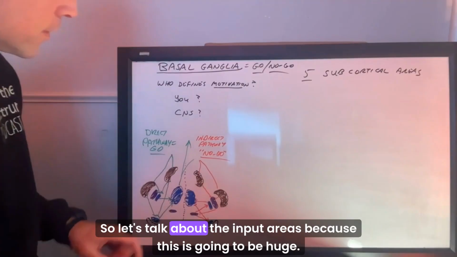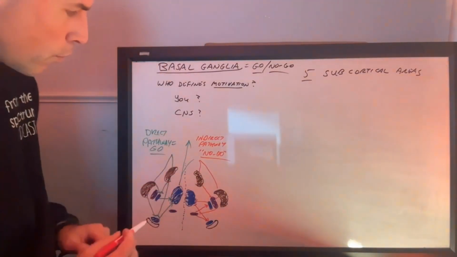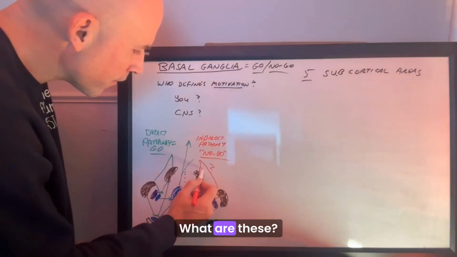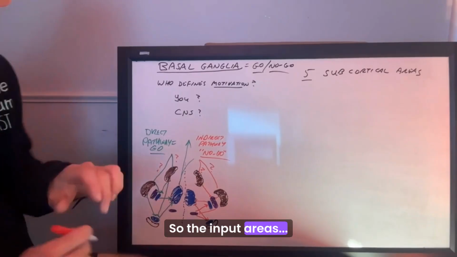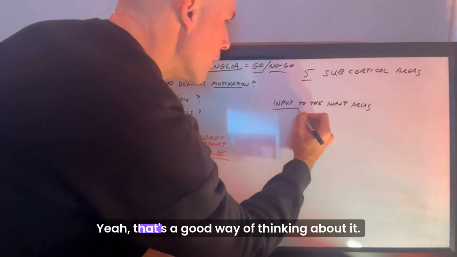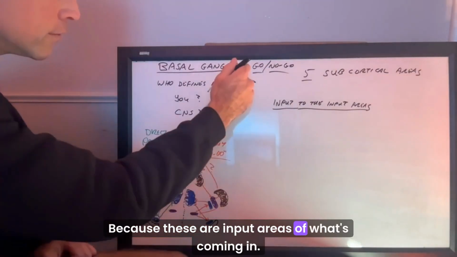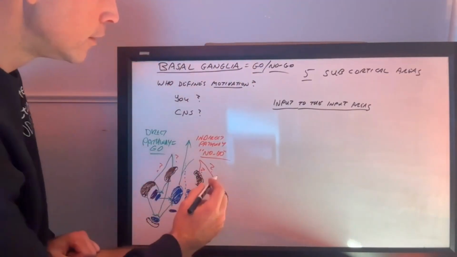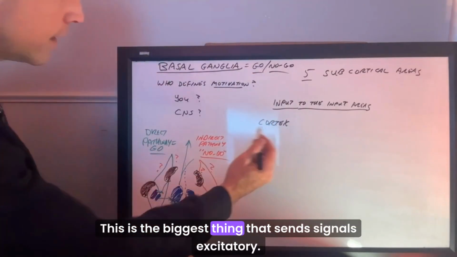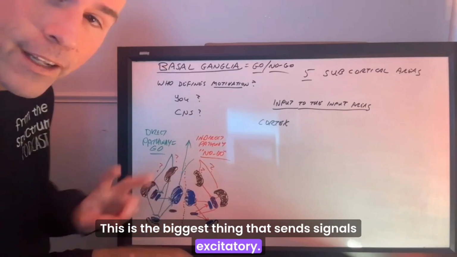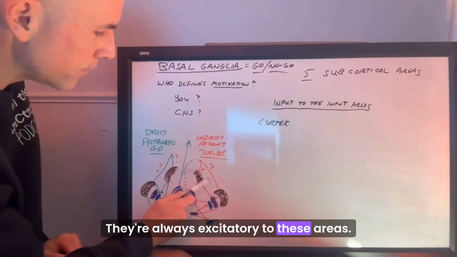So let's talk about the input areas, because this is going to be huge. What are these? So the input areas, yeah, that's a good way of thinking about it. Because these are input areas, so what's coming in? So the biggest thing here is the cortex. This is the biggest thing that sends signals, excitatory, they're always excitatory, to these areas.